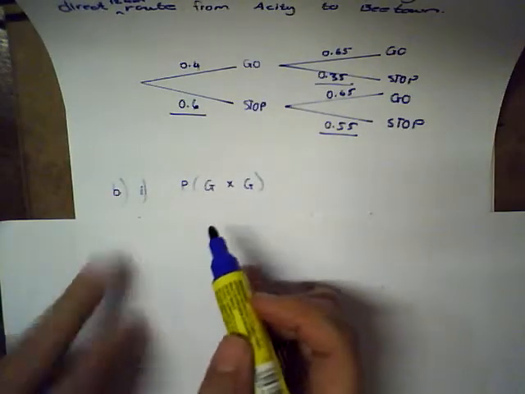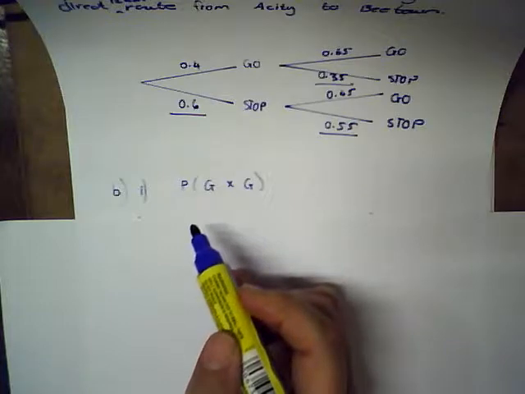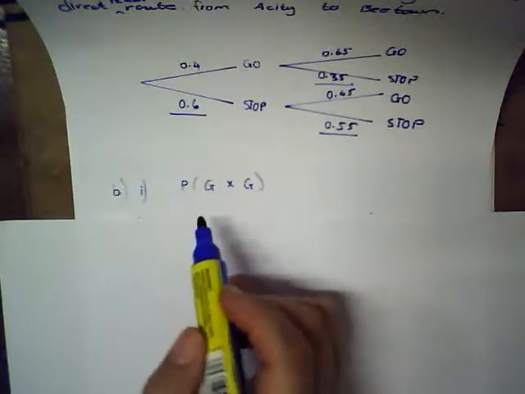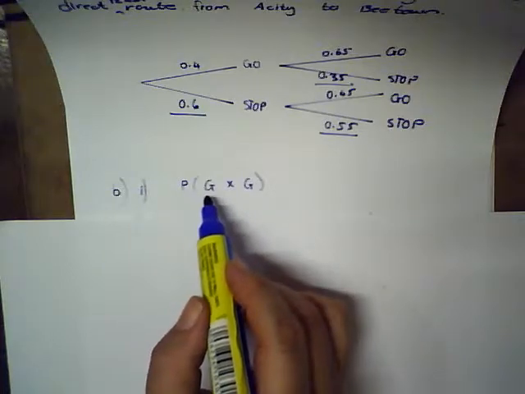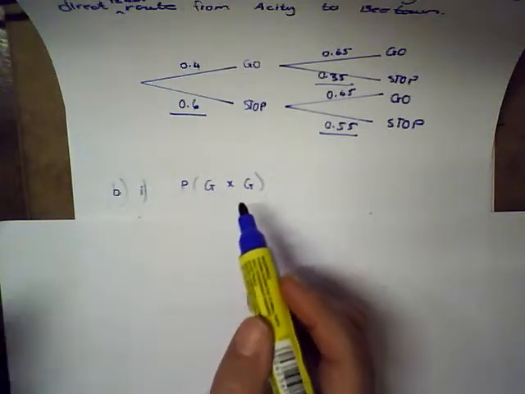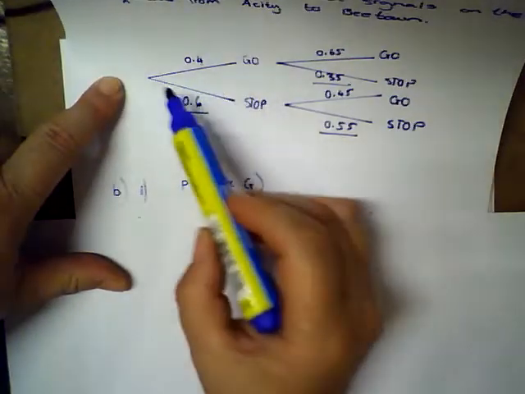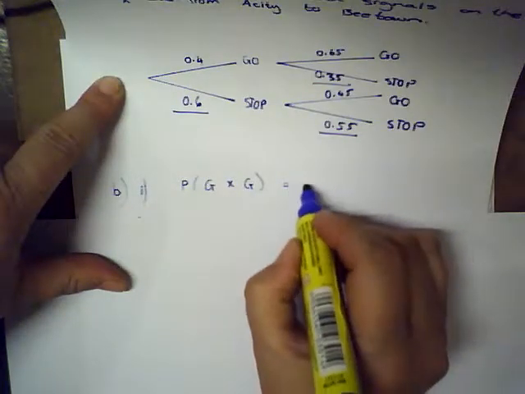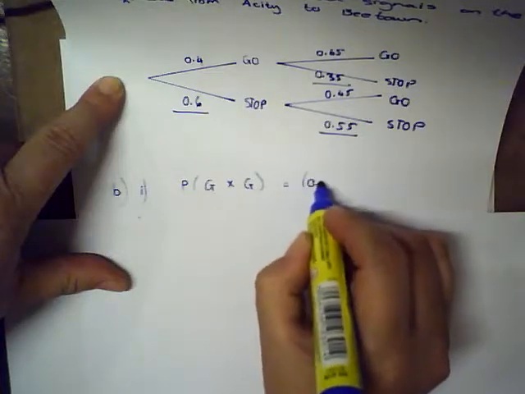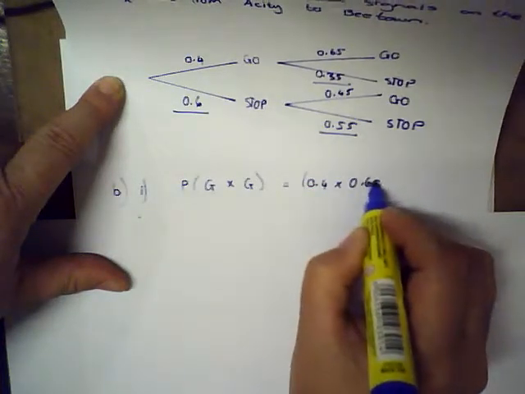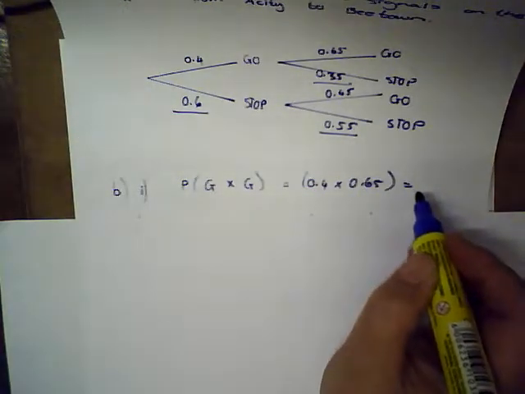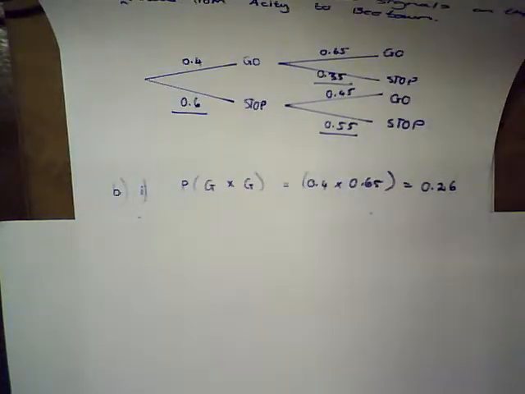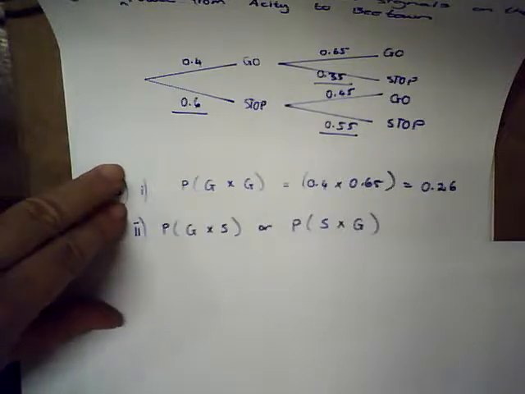Question B1 says, find the probability that the car driver finds both signals are go. We can see here go and go, so we will multiply, so it's 0.4 times 0.65. If we do that on our calculator, we'll get 0.26. Okay, let's go to the next one.